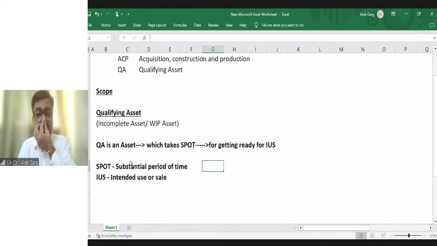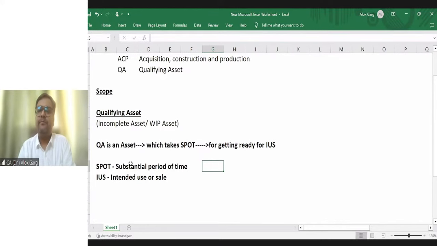In that case you can just give an assumption. Considering the period is very minuscule, we are preparing financials for a year and the period is just 1 month or 2 months or 2 weeks, we are not considering it as a substantial period of time, right? Sir, on the safer side, you should not consider 1 month, 1.5 months, 2 months, 2 weeks or 3 weeks as a substantial period of time.